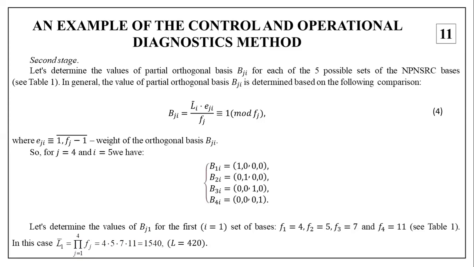Second stage. Let's determine the value of the partial orthogonal basis for each of the 5 possible sets of the system in residual classes basis. See table 1. In general, the value of partial orthogonal basis is determined based on the following expression 4. So for 4 bases and 5 possible sets of options, we have a set of partial orthogonal bases, which are presented on this slide. Let's determine the value of partial orthogonal bases for the first set of bases, i equals 1. It is 4, 5, 7, and 11. See table 1. In this case, inversion L1 equals 1540, and information numerical range L equals 420. We determine the value of the partial orthogonal basis based on relationship 4.